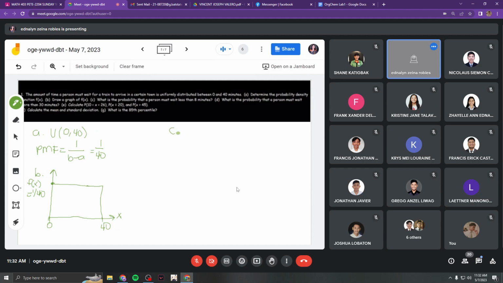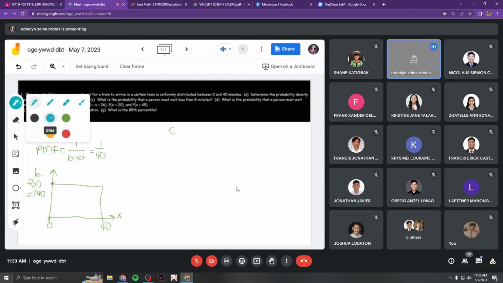But letter C, let us find the probability that a person must wait less than 8 minutes. What is the probability if the person must wait less than 8 minutes? Anyone? Yes, Simon? 8/40 or 1/5 or 20%. Thank you. Yes.